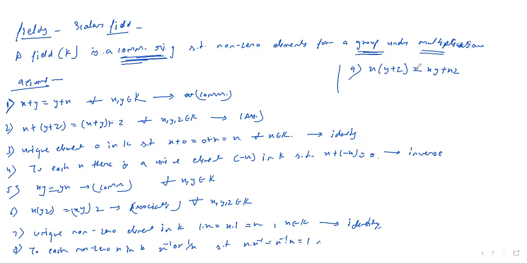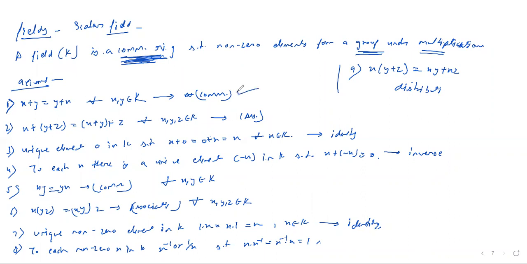So what we have done here is combine the properties with respect to addition and with respect to multiplication, which we used in rings. This is the definition of a ring: with respect to addition it is commutative, and with respect to multiplication it has to be associative and it follows the distributive law. So a field K is a commutative ring such that non-zero elements form a group under multiplication.